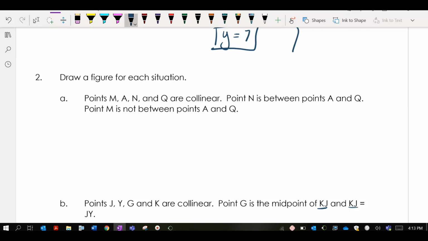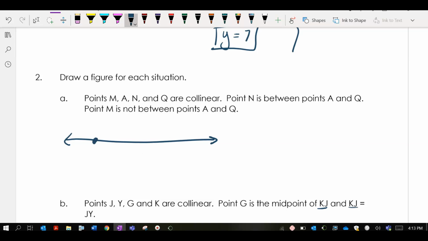So points M, A, N, and Q are collinear. Point N is between points A and Q, and point M is not between points A and Q. So first of all, it's talking about something collinear, so I'm going to draw a line. Notice I have arrows on there. We have these 4 points. Point N is between A and Q.